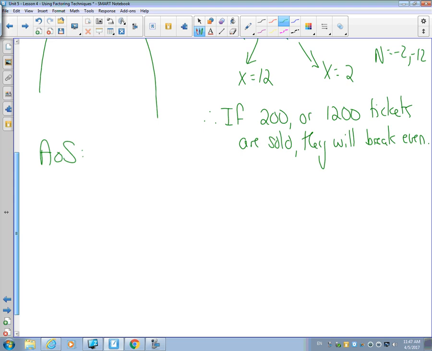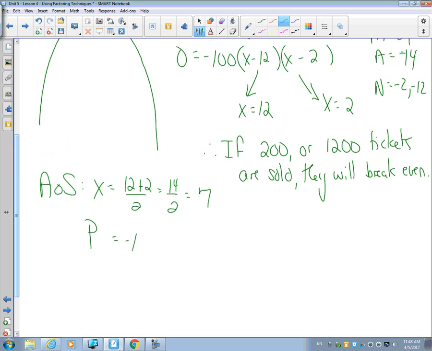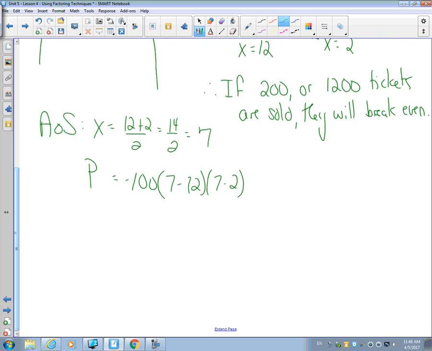My axis of symmetry, 12 plus 2 over 2, 14 over 2, 7. And if I plug it back in, y equals, actually it's not y, right? It's p for profit. Profit equals, I had an equation right there, negative 100 times 7 minus 12 and 7 minus 2. What's that going to give us? 100 times negative 5 times 5. I think that's 2,500. So I can answer B and C at the same time here.